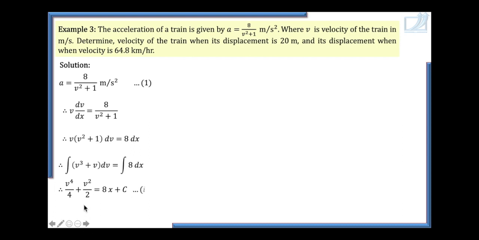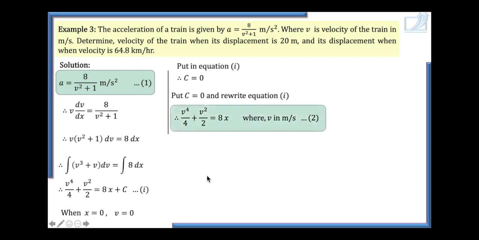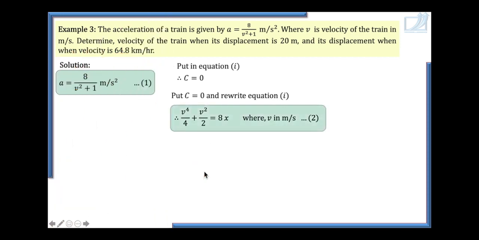So we are going to use this condition here. When x is 0, v is equal to 0. So put in equation 1 and you will get c equal to 0. Put c equal to 0 in equation 1 again and get the relation between v and x. So this is the relation required in this problem to answer the question. Find velocity when displacement is 20 and find displacement when velocity is 64.8 kilometers per hour. Okay. So these are the two necessary equations of motion. Let's proceed. So these are the two equations we are going to use.